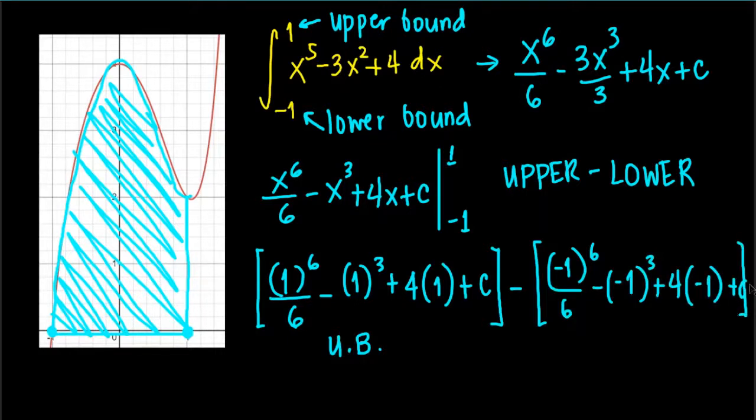Okay, plus c. Okay. So, tanan ni para kay lower bound naton. Okay? And then, i-simplify nyo lang ito tanan. This becomes 1/6 minus 1 plus 4 plus c minus, so, gibutangan natin bracket to remind us sang negative nga sign. Ma-distribute na siya sa sulod, ha?